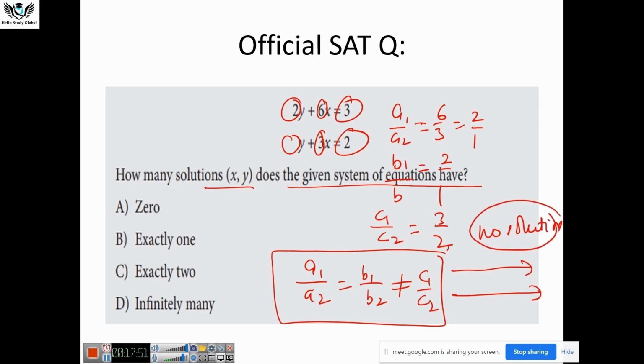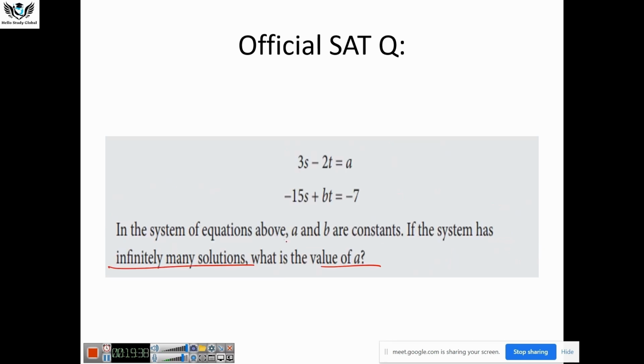When there is no solution, a1 by a2 is equal to b1 by b2, which is not equal to c1 by c2. Their coefficients are different. That means 0 solution. A would be the correct answer. A, B are constants if the system has infinite solution.